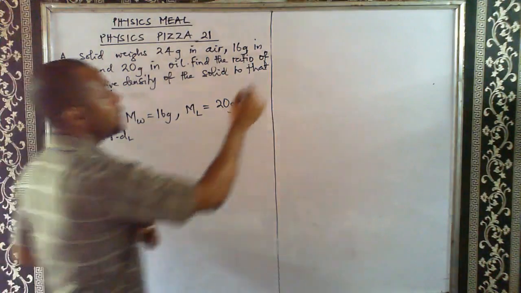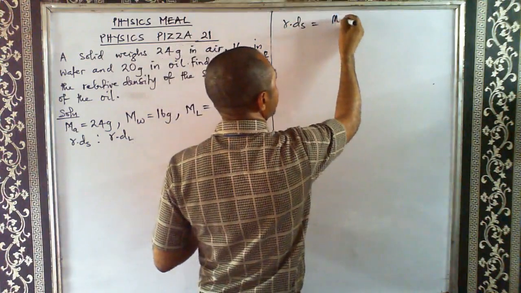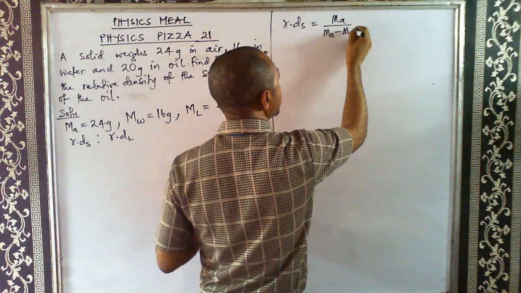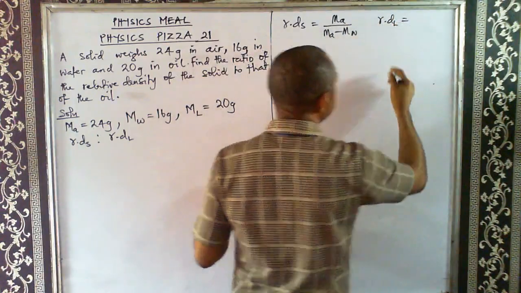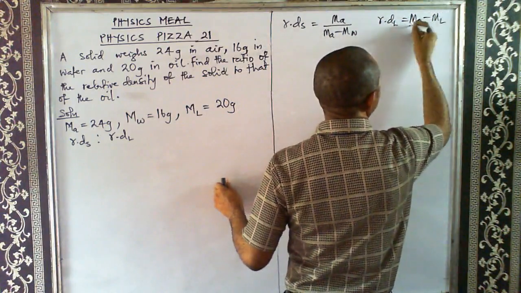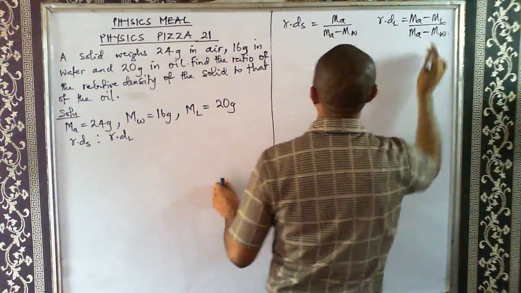Okay, now what is the relative density of a solid? It is mass of the solid in air over mass of the solid in air minus mass of the solid in water. And relative density of a liquid is mass of the solid in air minus mass of the solid in the liquid, over mass of the solid in air minus mass of the solid in water.